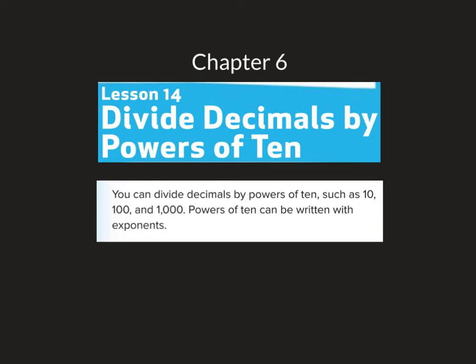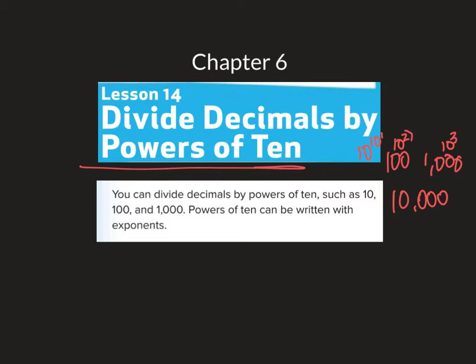Today we're going to talk about dividing decimals by powers of 10. Now when we talk about powers of 10, we're talking about 10, 100, 1,000, 10,000. Remember these can also be written as 10 to the first power, 10 to the second power, 10 to the third power. Notice the connection between the exponent and the number of zeros in the number we're looking at. 10 to the fourth power. So we're going to be looking at how we can divide decimals by powers of 10.